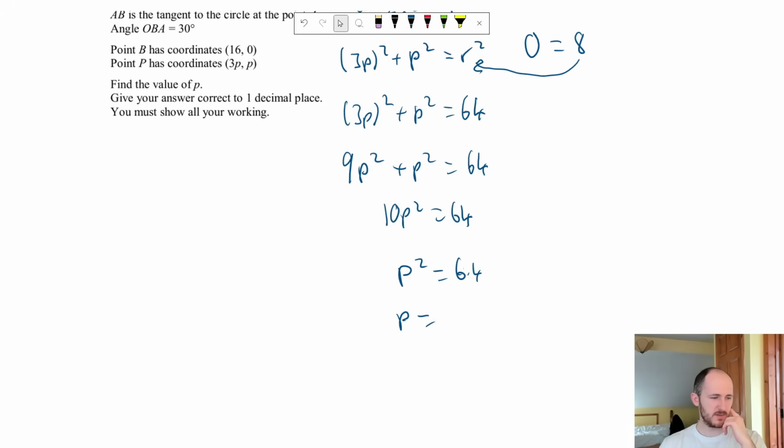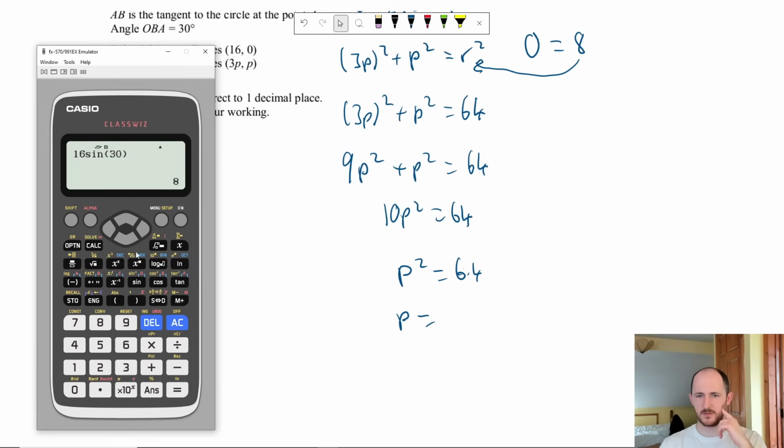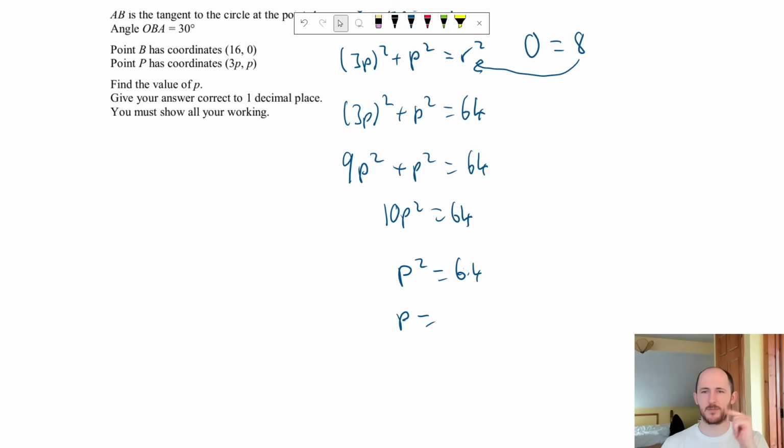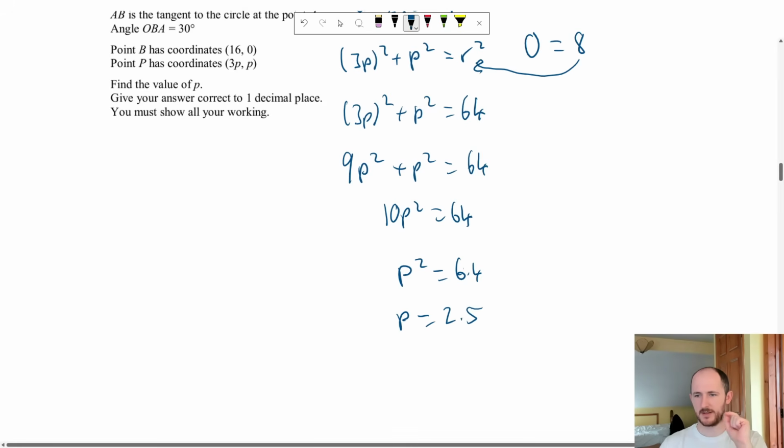2.52, is that the square root of this? I feel like I've done this before. Alright, 2.53, fair enough. But it says to one decimal place, so 2.5.